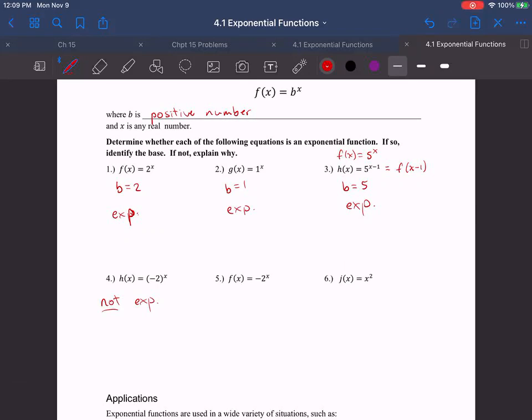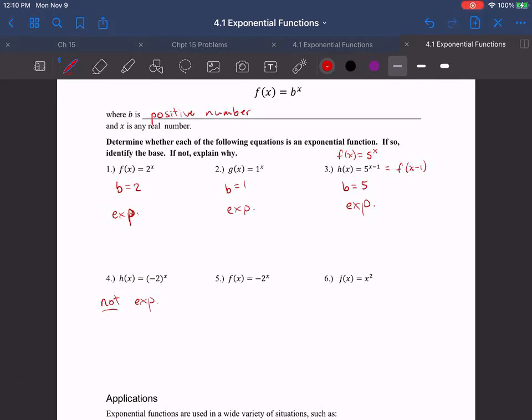If you go -2 to the second, you get a positive number. If you go -2 to the third, it goes back to negative. And to the fourth, it's back to positive. So this one's kind of all over the place, and it's not going to fit this exponential type of shape and graph that we're doing here at all.